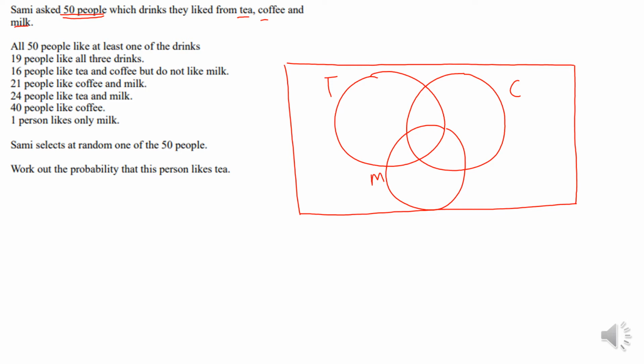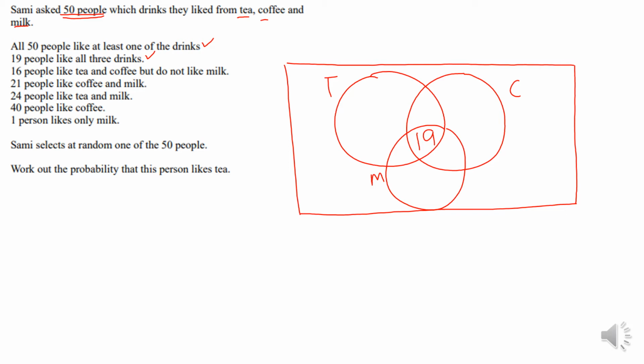Now it's quite important that we read this line here. It says here all 50 people like at least one of the drinks. So every single person that was asked actually liked at least one of the drinks. So when you look at a question like this, you need to try to start off where the middle point is. So it says here 19 people liked all 3 drinks, which is quite important. Let's try to put that in all of them. So 19 people liked all 3 drinks, which is tea, coffee and milk.